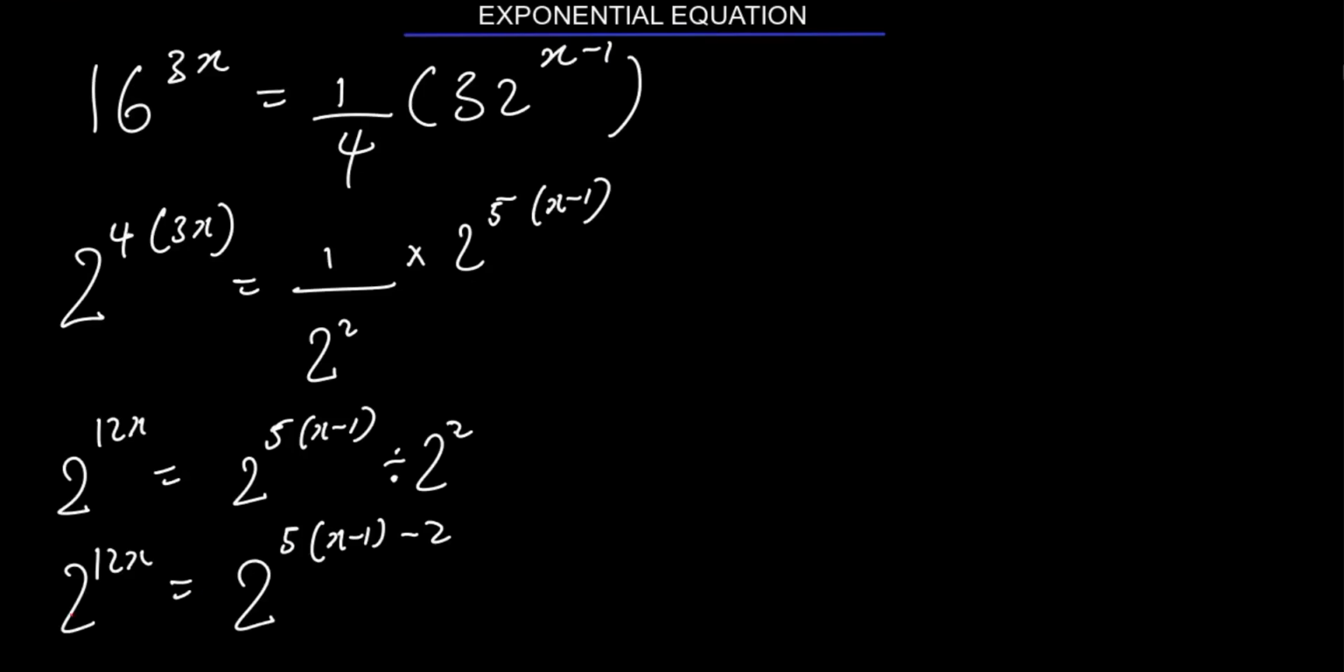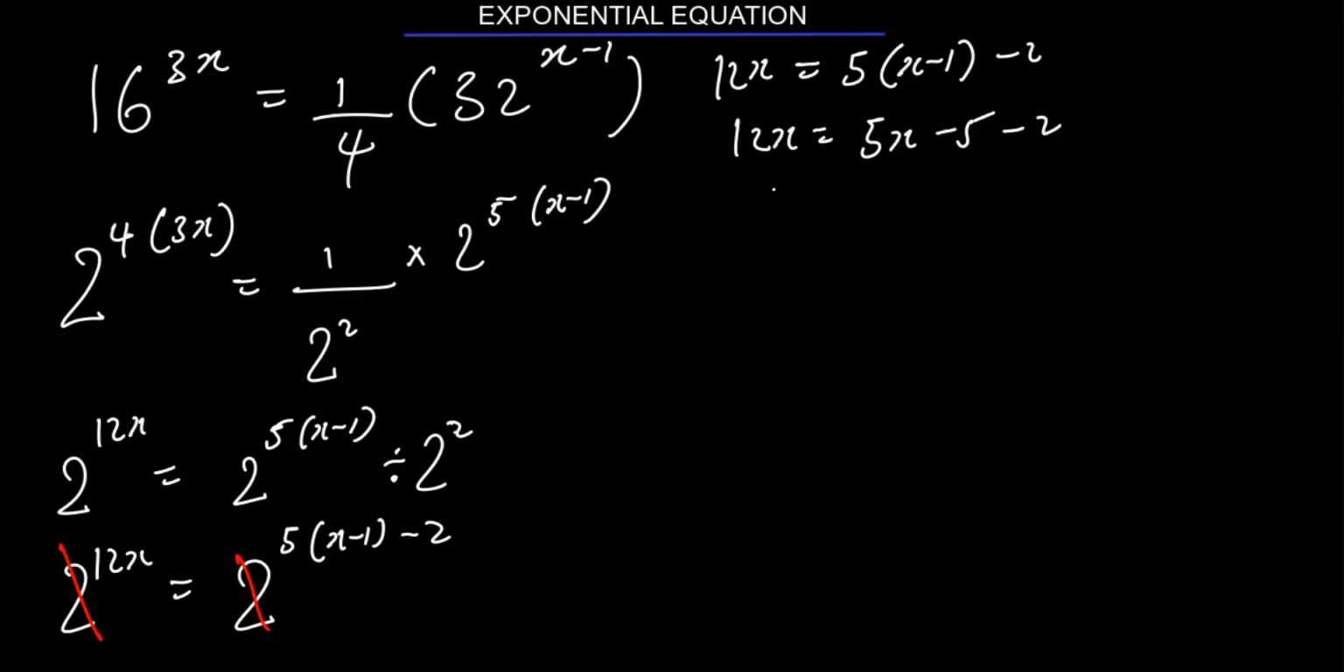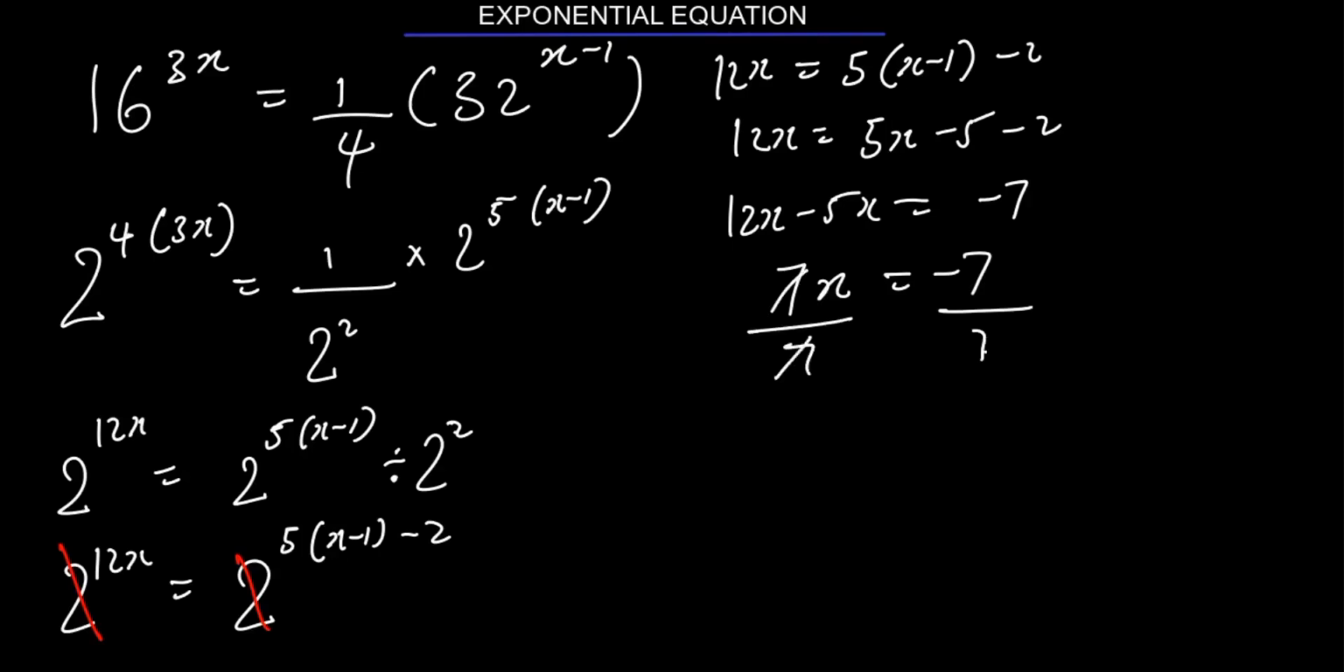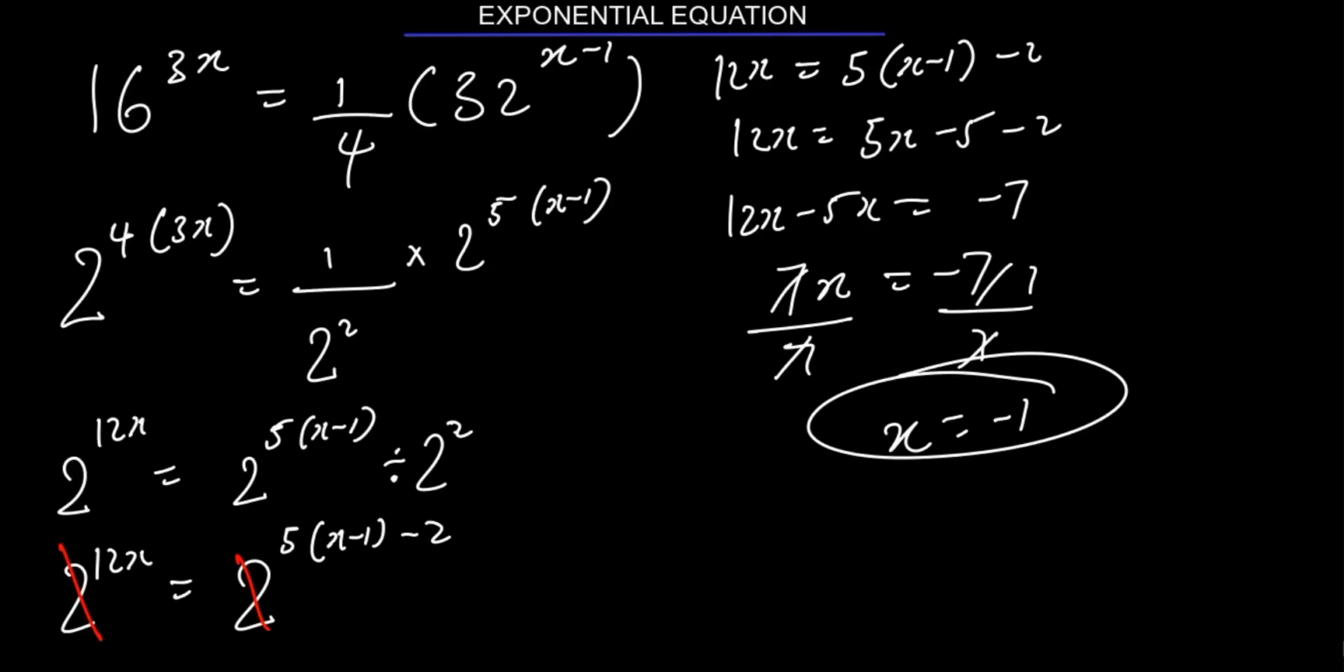Since these bases are common, I will equate the powers. So I have 12x equals 5x minus 1 minus 2. So 12x equals 5x minus 5 minus 2. When this comes here, I have 12x minus 5x equals minus 5 minus 2, which gives me minus 7. So 12 minus 5 gives 7x equals minus 7. Divide both sides by 7. Then I have x equals minus 1. That is it.